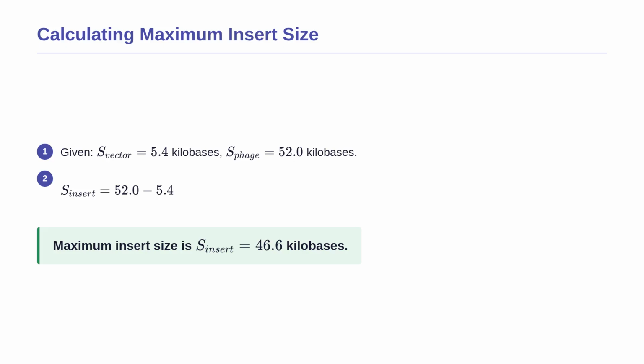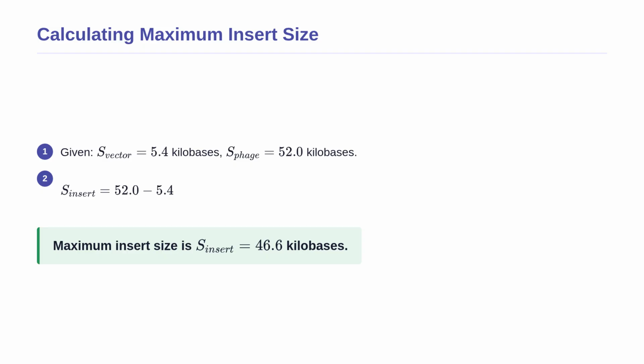Before we attempt to clone a massive gene, let us see this capacity limit in action with an example. We are given a commercial Cosmid vector named PJB8, which is 5.4 kilobases long. The lambda phage head has a strict upper limit of 52.0 kilobases. We are asked to find the absolute maximum size of the animal DNA fragment we can insert.